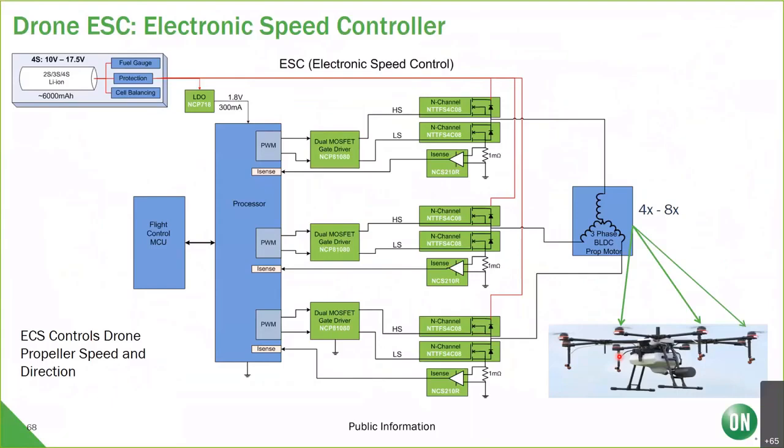And this is a drone electronic speed controller, or ESC. Your drones are going to have anywhere from 4 to 8 motors, and those are brushless DC motors. And we drive those with a flight control going into a processor that does a PWM and has the iSense. And I have 3 individual gate drivers, the NCP81080, that drives individual FETs with the current sense. The FETs are the NTFS4C08s.